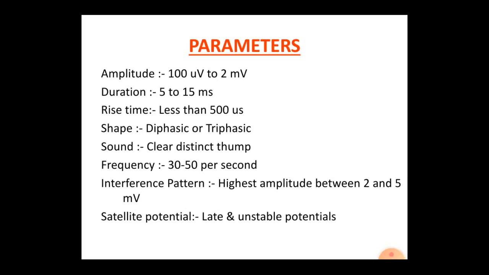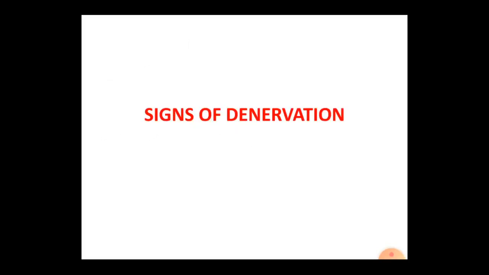Sometimes satellite potentials will be seen, so those are nothing but late and unstable potentials. Now in case of signs of denervation, when your nerve is getting degeneration, at that time what will be the finding? So presence of spontaneous activity, generally there is electrical silence.